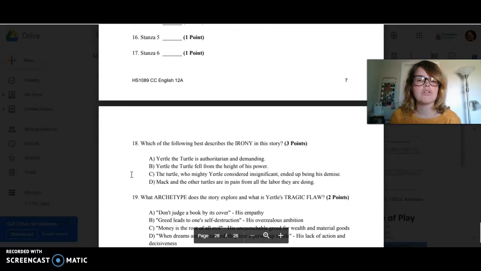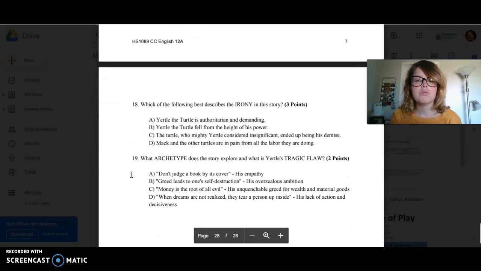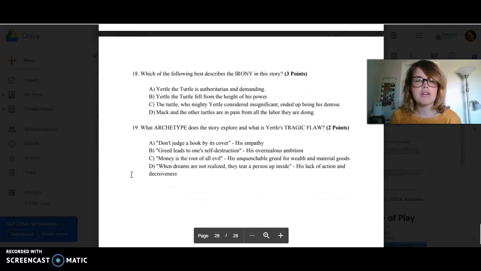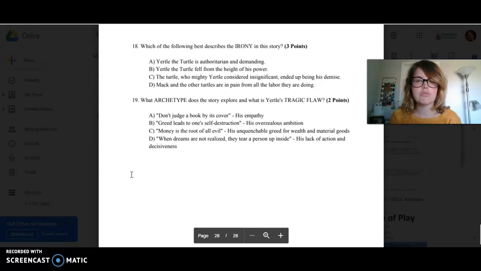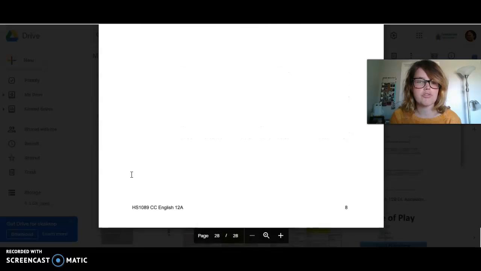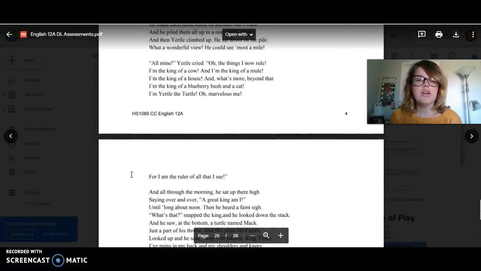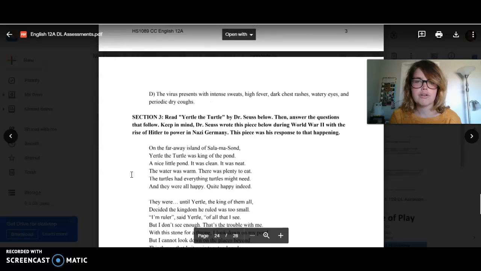Again, I go over that in the beginning of Unit 5. Which of the following best describes irony in this story? Again, beginning of Unit 5. What archetype does the story explore? And what is Yertle's tragic flaw? Again, I go over that in the beginning of Unit 5, what those things are. Okay, so let's do our reading.